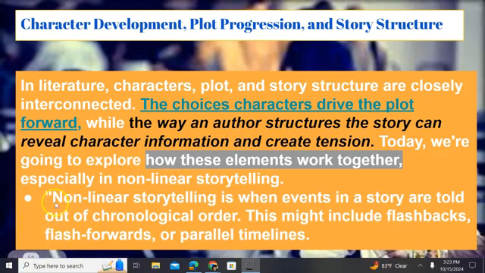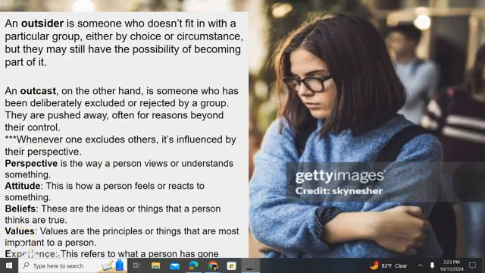Make sure you know what nonlinear is. Make sure you understand that we're looking at the characters, the plot, and the structure because they're interconnected. And for those of you who were not here or for whatever reason, make sure you have your outsider notes. Make sure you have these notes right here in Cornell notes. So I will be checking this. For some of you, it's going to be 2 grades. For some of you, it's going to be 1 grade. When you come to class, I'm going to check this.